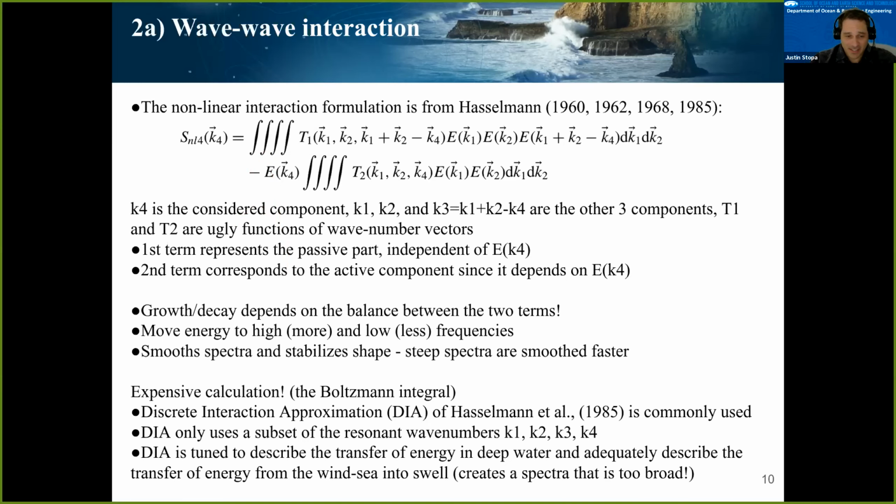So what we do in practice then is we use what we call a discrete interaction approximation, or the DIA. And this was formulated by Hasselmann in '85. And this is an approximation to this full analytical solution, which he gave in 1960. And this is tuned for deep water wave evolution. And I like to point out that it's supposed to work well for deep water. However, the spectral shape is not too accurate. And actually, the wave spectral shape ends up being a little bit too broad.